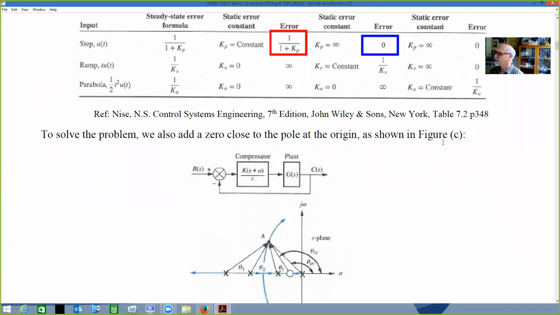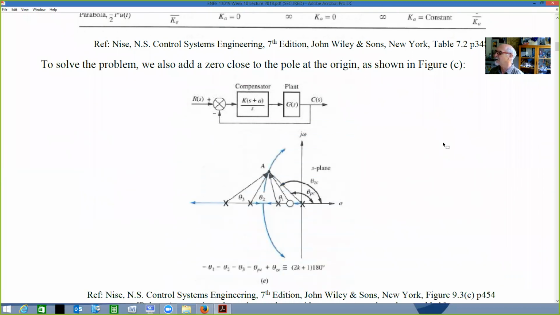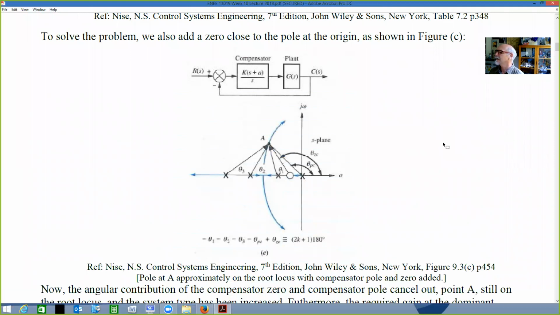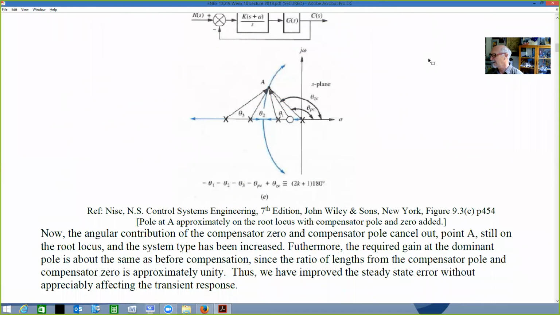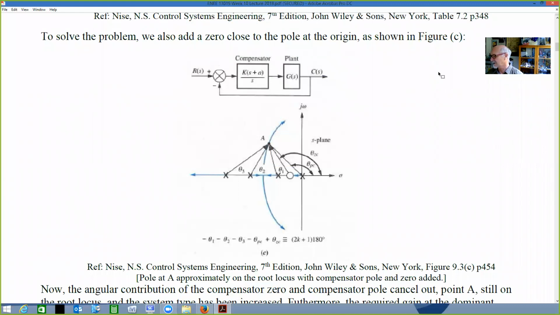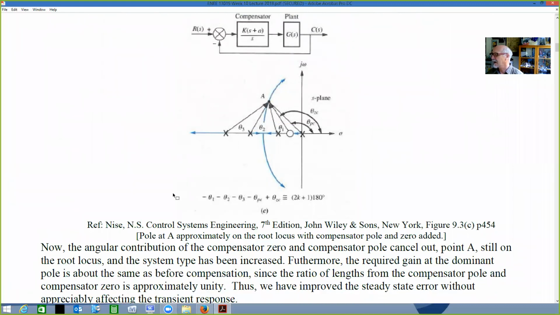Now, to solve the problem, we also add a 0 close to the pole at the origin. So therefore our compensator changes slightly. Our K on S originally now becomes K times S plus 1 on S, to take the pole and the 0 close to the origin into consideration. That's the 0 I'm talking about. We add that 0 close to the pole that's at the origin. So again, we'll be investigating that angular contribution.